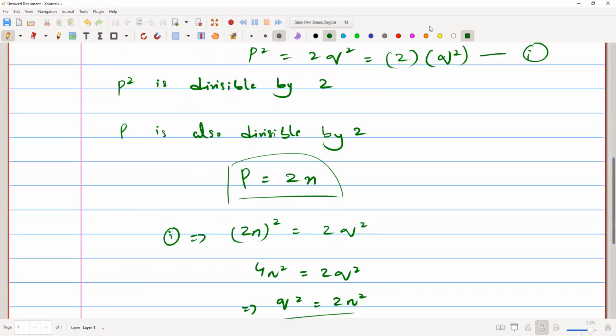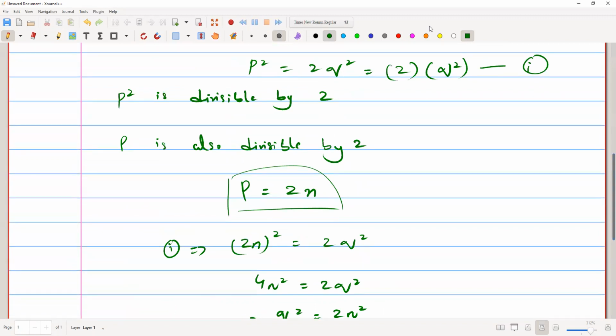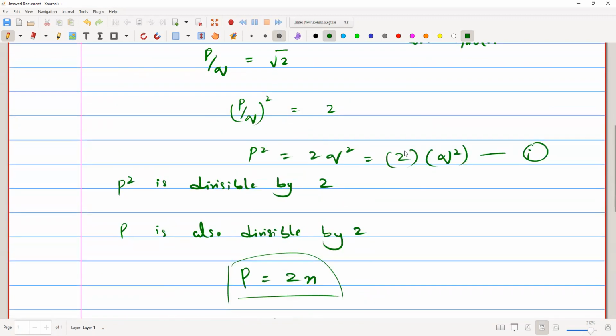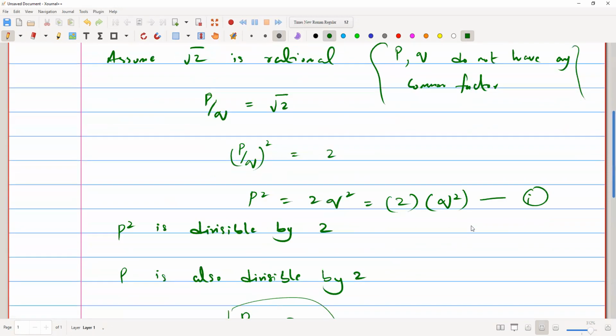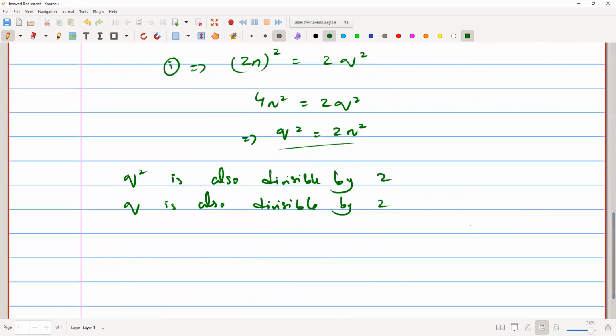So when we started our proof, we had the assumption that p and q do not have any common factor. But at the end, we concluded that p is divisible by 2 and q is divisible by 2, which means that p and q both have a common factor. So the assumption is false, and square root of 2 is not rational.